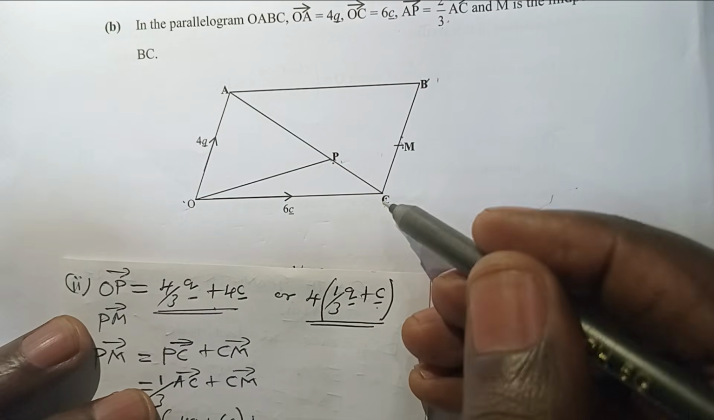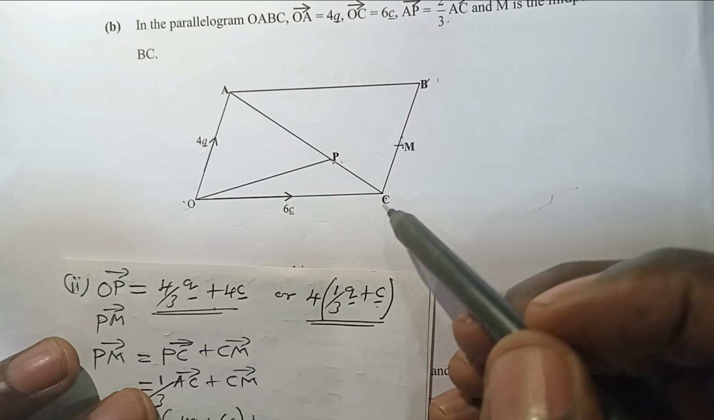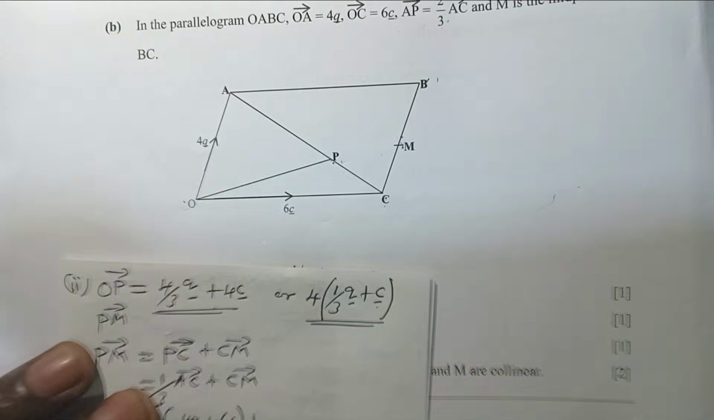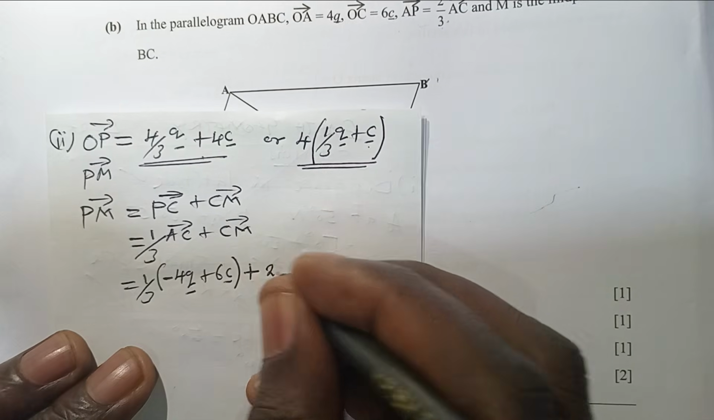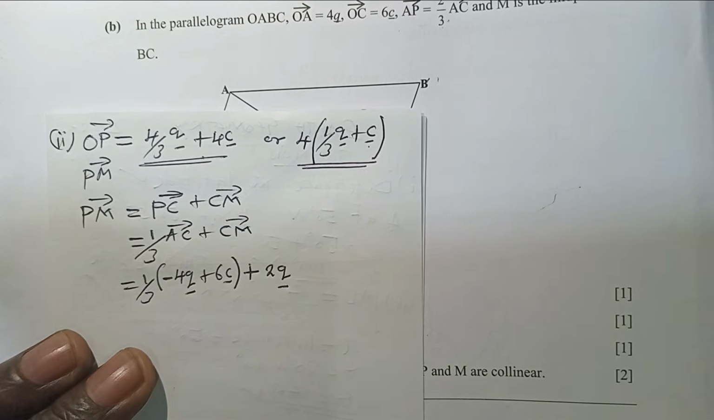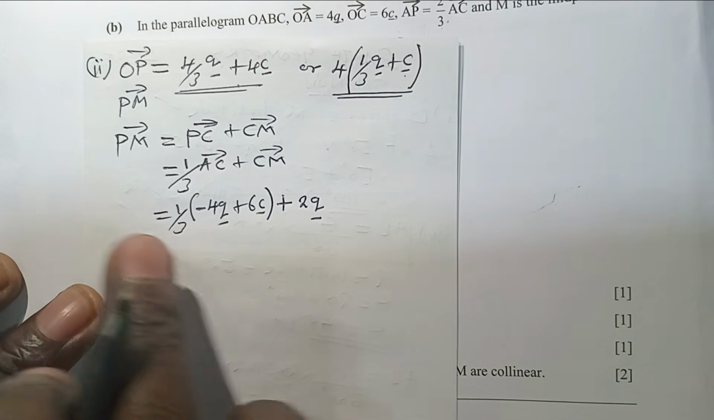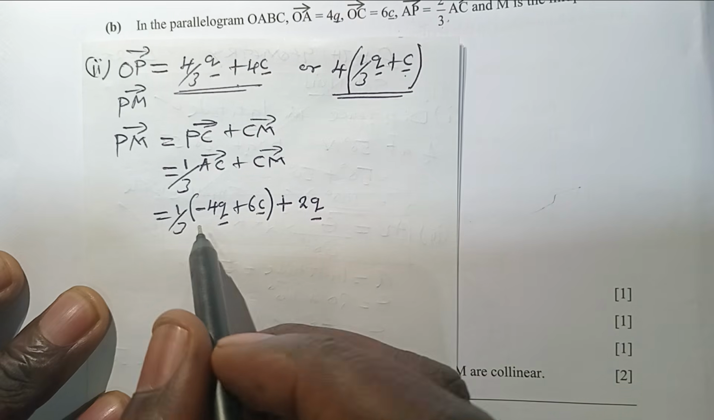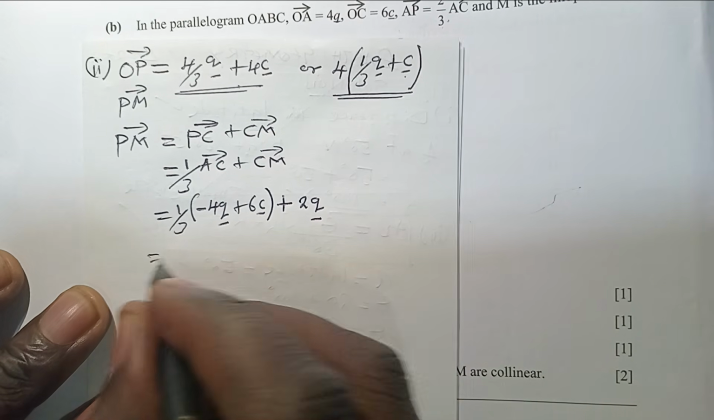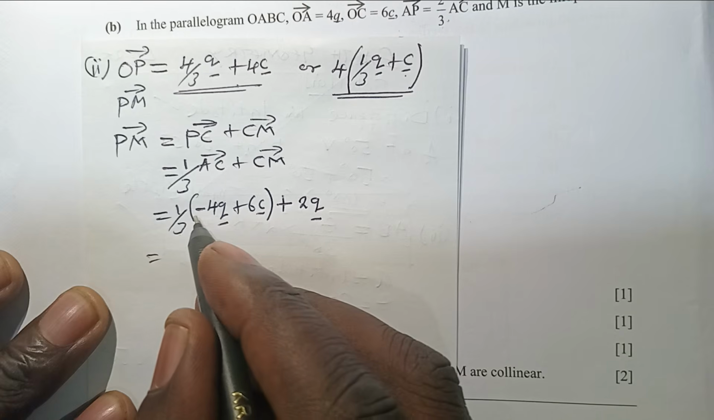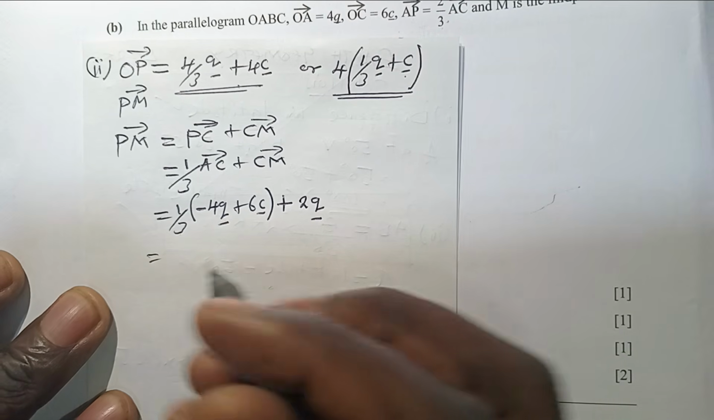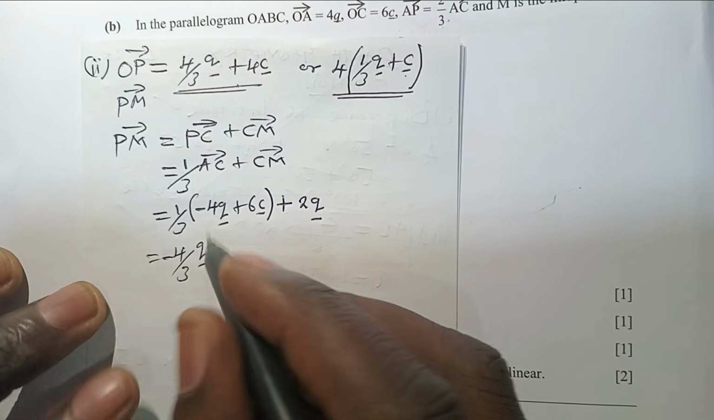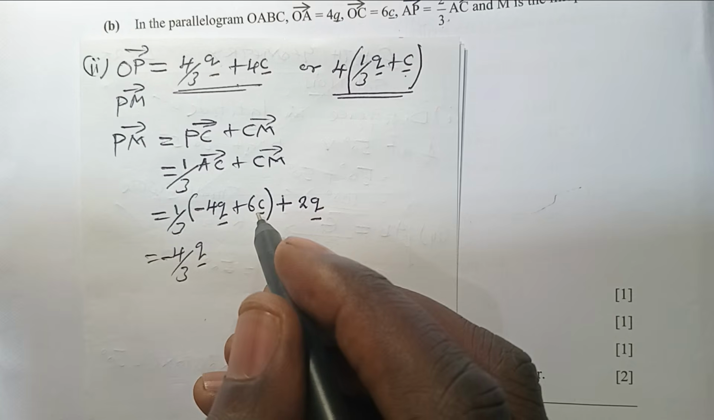From the diagram, we can see that CM is half of CB, so it's going to be 2Q, this being equal to that. So we are going to have plus 2Q. We can simplify this. First of all, we are going to multiply the scalar with what is inside of the brackets. So it's going to be 1/3 times negative 4Q under bar. We are going to have negative 4/3Q under bar.